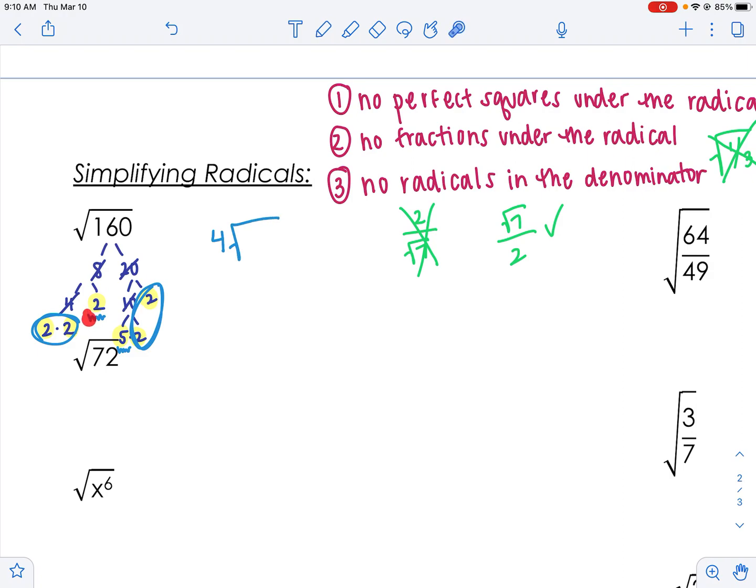Square root, well, what's left over? What are our solo numbers? 2 and 5. 2 times 5 is 10. That stays under the radical in the house. And that's how I simplify a radical.